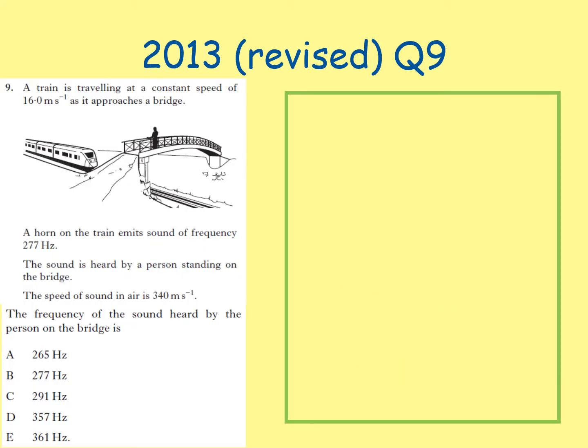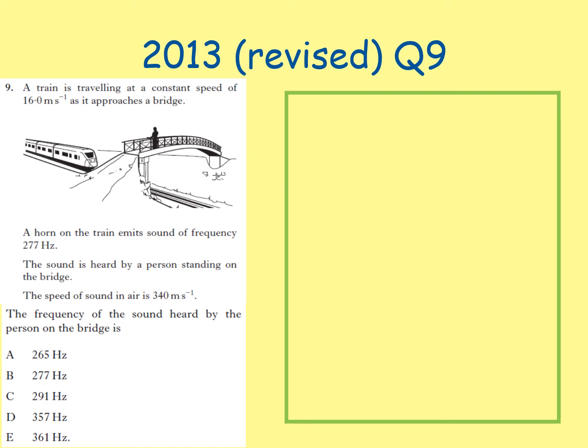A train is travelling at a constant speed of 16 meters per second as it approaches a bridge. A horn on the train emits sound of frequency 277 Hz. The sound is heard by a person standing on the bridge. The speed of sound in air is 340 meters per second. What is the frequency of the sound heard by the person on the bridge?